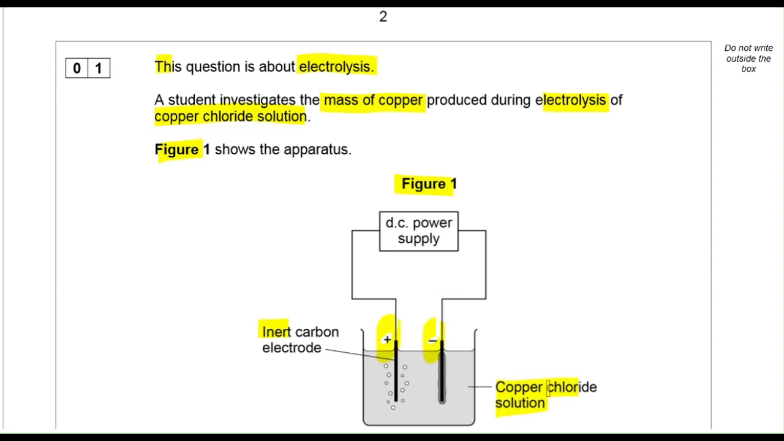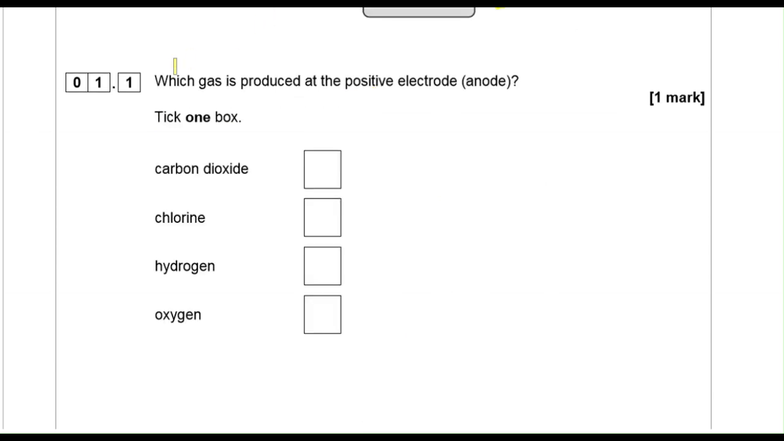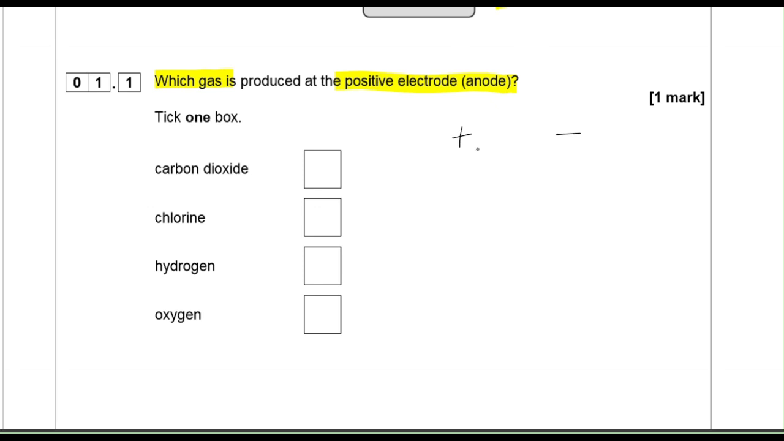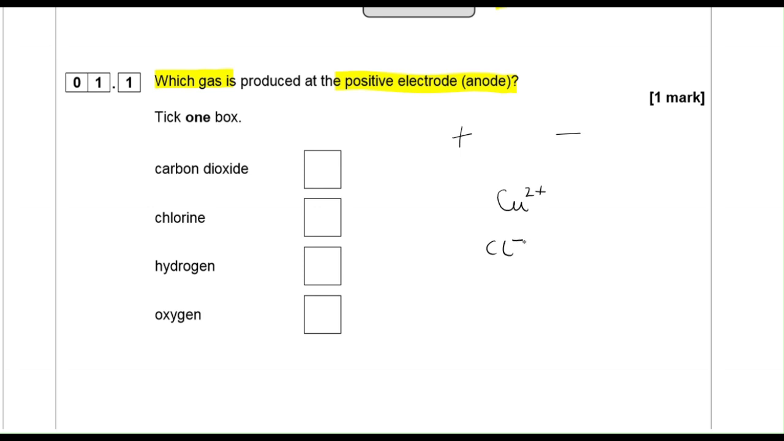1.1. Which gas is produced at the positive electrode, or the anode? And we've got 4 choices. Let's have a look at what we can see here. We've got a positive electrode, that's the anode, and we know that copper chloride contains copper 2+ ions and Cl- ions. So the negative chloride ions are going to be attracted to the positive anode. As the chloride ions reach that anode, they will make chlorine. So, for 1 mark, you must tick the box chlorine.